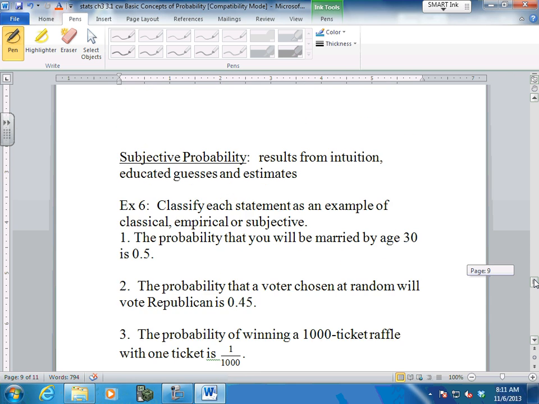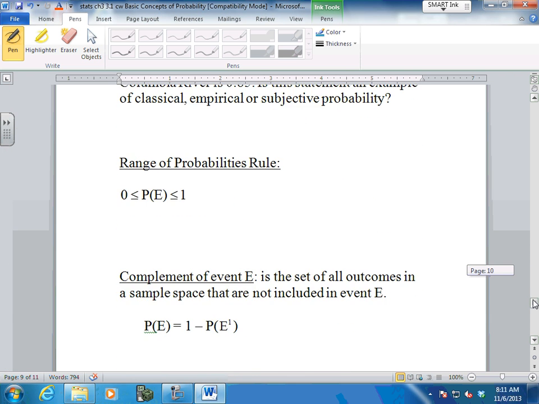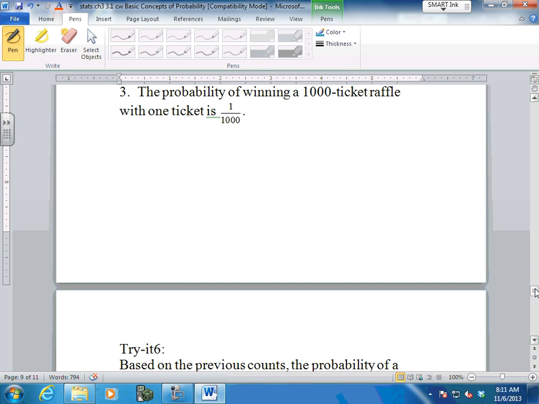Farmer's almanac. Okay. All right, so tomorrow, guys, we'll finish this up, and then we're going to do a little experiment on flipping a coin.